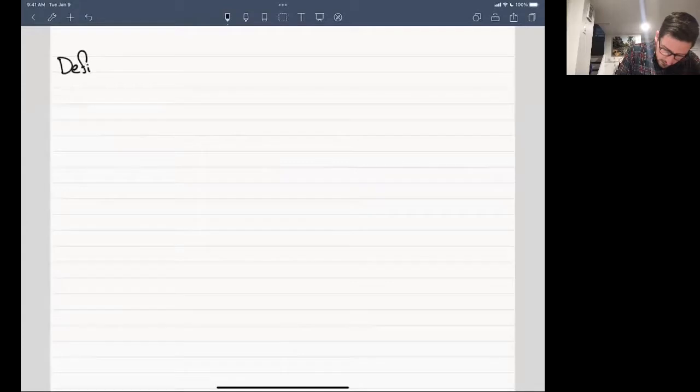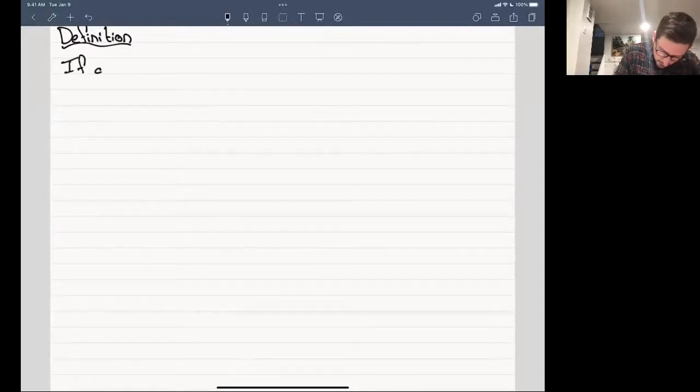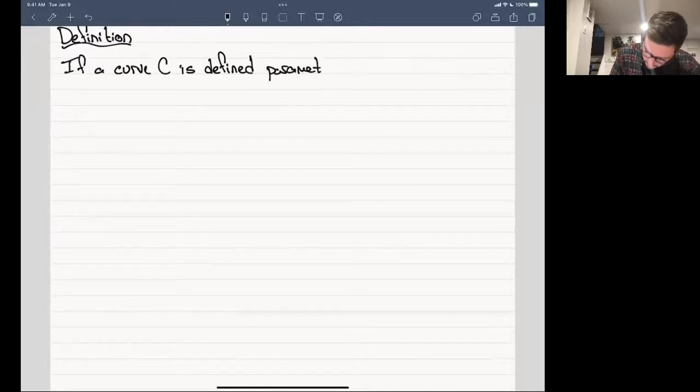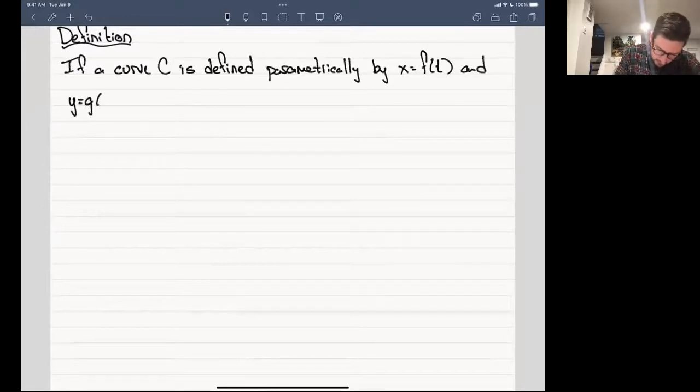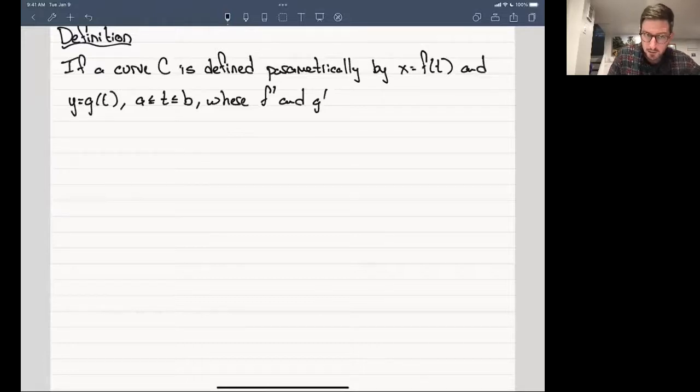Let's give ourselves a definition here. If a curve C is defined parametrically by x is equal to f of t and y is equal to g of t, and we're going to restrict ourselves to a finite range of t, and we assume that f prime and g prime are continuous and not simultaneously zero.